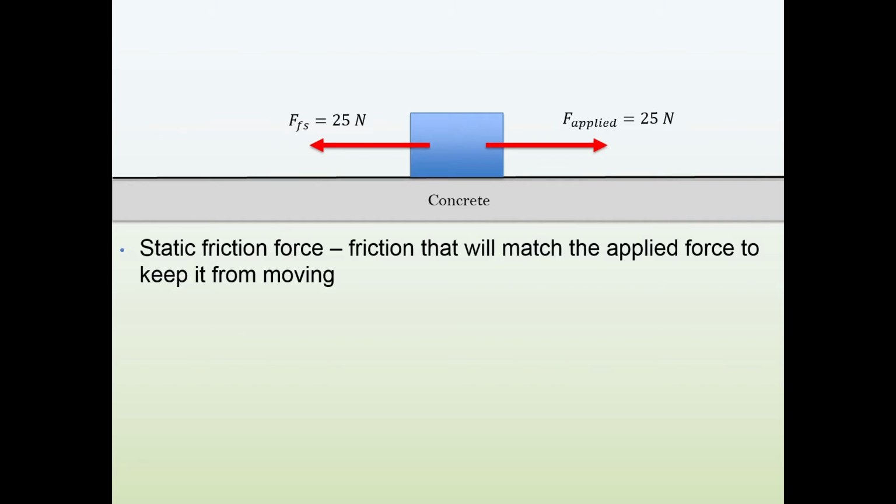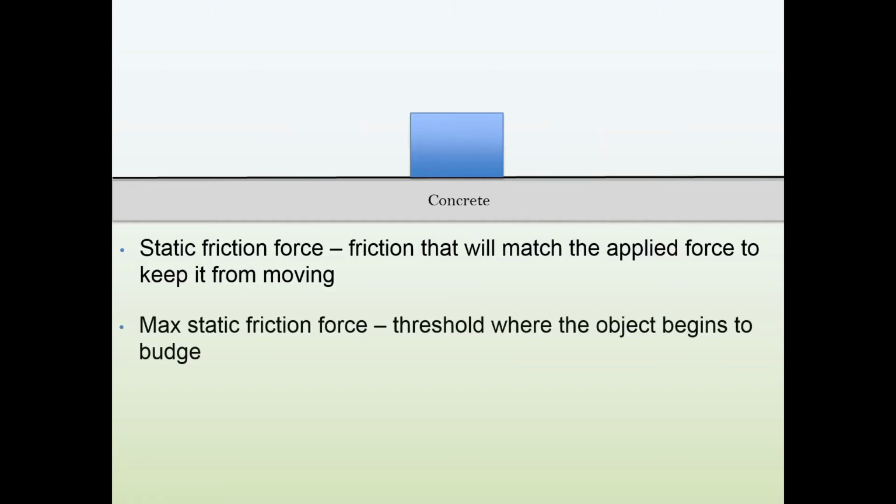However, this does not go on forever. Depending on the object and surface material, there is a maximum static friction force threshold where the object begins to budge. For example, if the maximum static friction force is 50 newtons, it is when the applied force reaches 50 newtons that the object starts to budge.